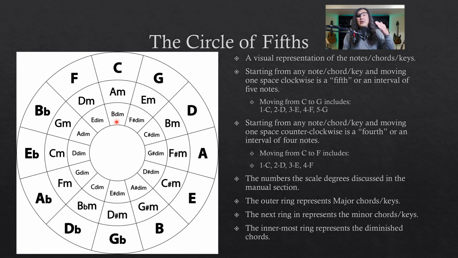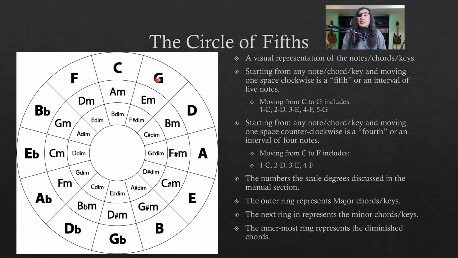The way the letters are organized, if we move clockwise, we go from C to G. That is a fifth. If we go from G to D, that is a fifth. If we go D to A, that is a fifth. This is why it's called the circle of fifths. We call the interval from C to G a fifth because there are 5 notes involved: C, D, E, F, G. We're skipping from 1 to 5. We are moving in fifths.